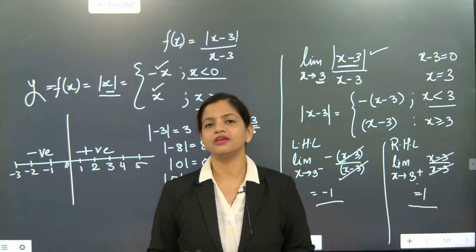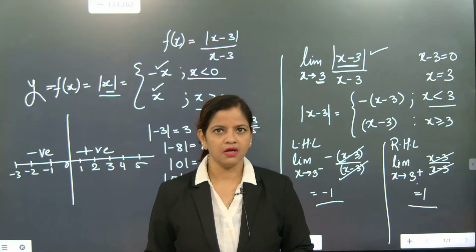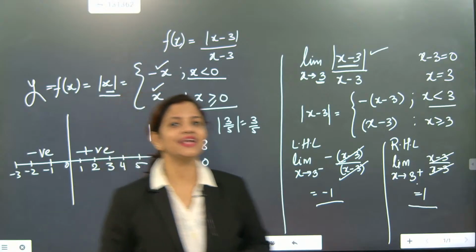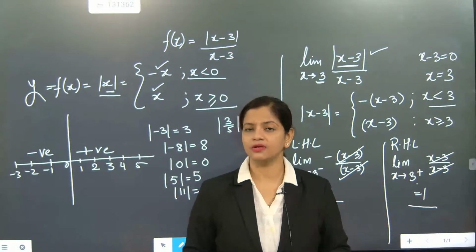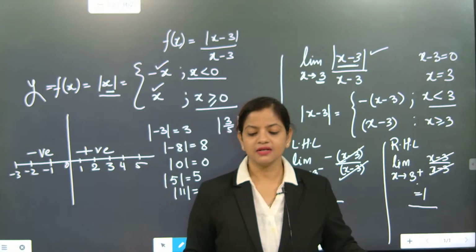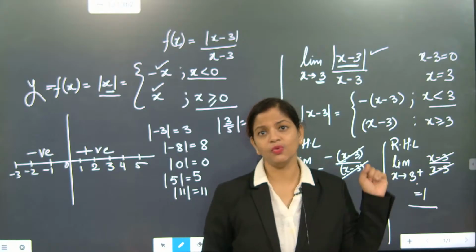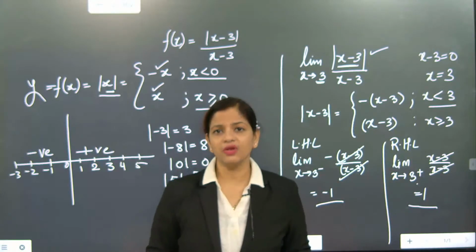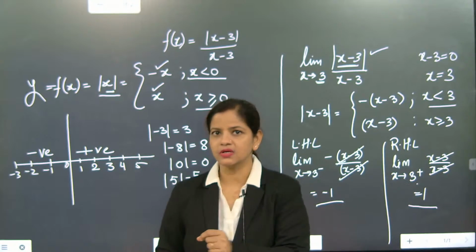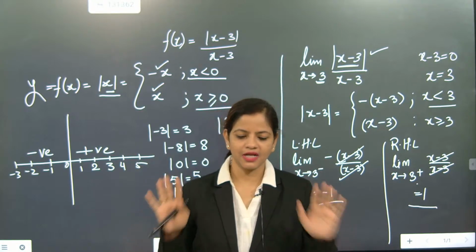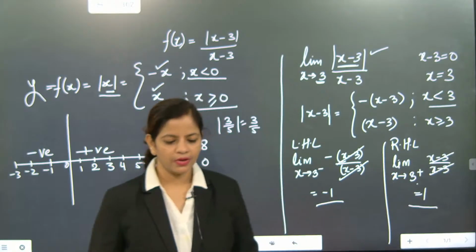So if my center value is 1, left side value should be 1, right side value should be 1. So left, right, center, in all the 3 points my value should be 1. If it is coming 1, it is continuous. If it is not coming 1, it is not continuous. That's it. You understood or not?